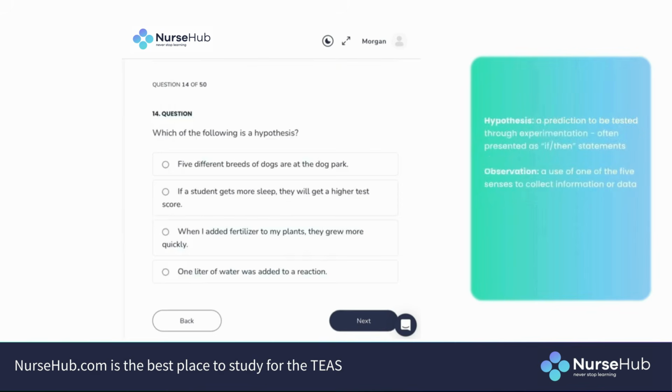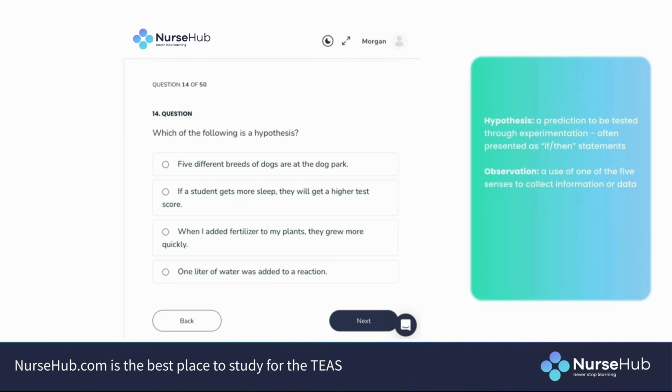Question number 14 is a scientific process question. It's asking us which of the following is a hypothesis. You will go over this in our scientific reasoning course, where we go over the larger, broader concepts within science and scientific experimentation. What you will learn is that a hypothesis is often an if-then statement, or the words if-then can be placed in the statement and it will make sense.